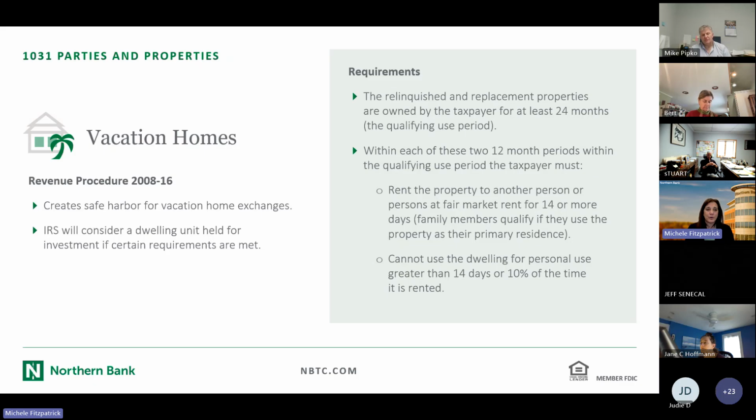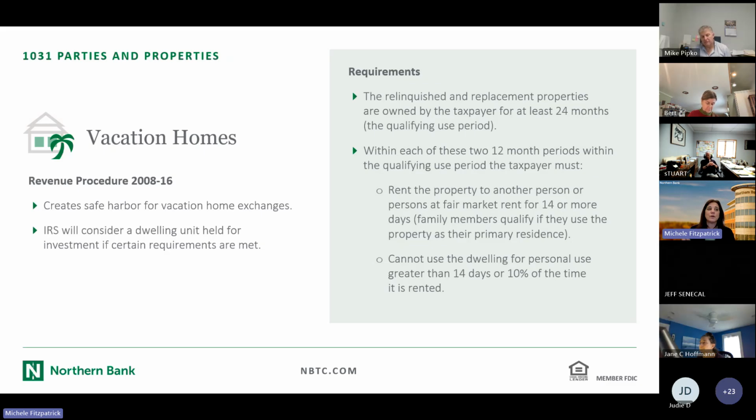So the IRS put in a safe harbor, which allows them to distinguish the difference between what a vacation rental is and what a second home is. It simply says this: if you follow these rules, we're going to allow the exchange. We're not going to question it. The relinquished property and the replacement property are owned by the taxpayer for at least 24 months. So the relinquished property that you're selling is owned for 24 months, and then you have to buy the replacement property and keep it for at least 24 months.